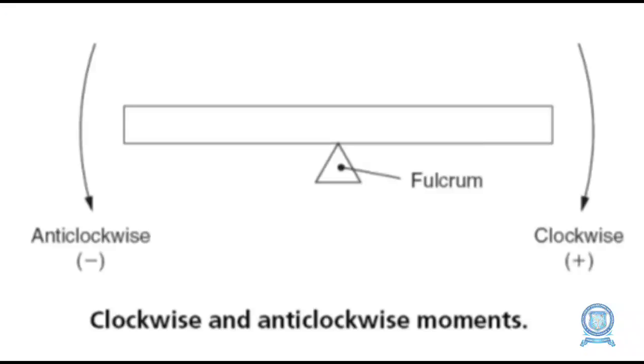Clockwise moment is always given a positive sign. Then you come to the next one, anti-clockwise, the left hand side. If you consider a force acting on the left hand side of the fulcrum, downwards, you can sense that it is the anti-clockwise direction. So that is considered as a negative sign convention. This is all about the sign convention of clockwise and anti-clockwise moments.